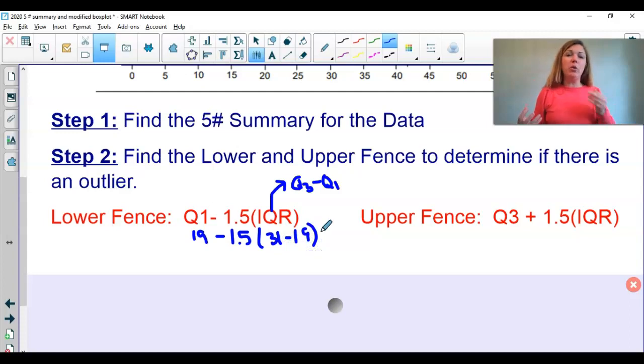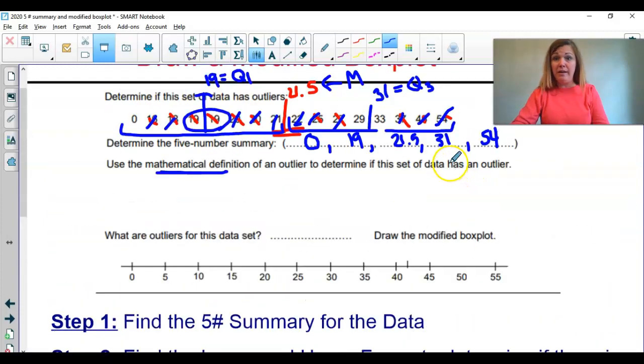Okay, careful with your order of operations here. I want everyone to practice typing this in your calculator. Oftentimes what people do is they'll do 19 minus 1.5 first and then multiply it by this. Either type it all in at once or follow your order of operations. So I'm typing it in all at once. And that's a 19 there. And I got 1. So my lower fence is equal to 1. My upper fence, quartile 3, we know quartile 3 is 31. Okay.